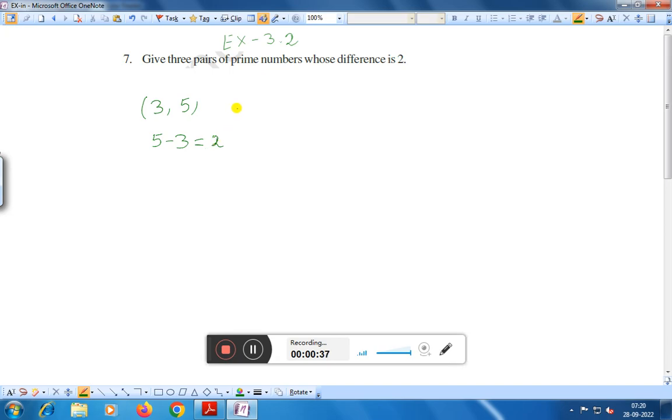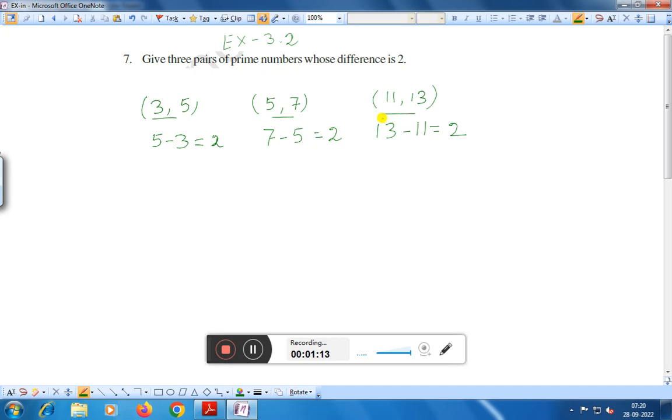Next, take another pair, that is 5 and 7. Now if we subtract it, 7 minus 5, it is also 2. If we take another pair, that is 11 and 13, if we subtract 13 minus 11, we are getting 2. And these pairs are known as twin prime numbers. These are known as twin prime numbers.